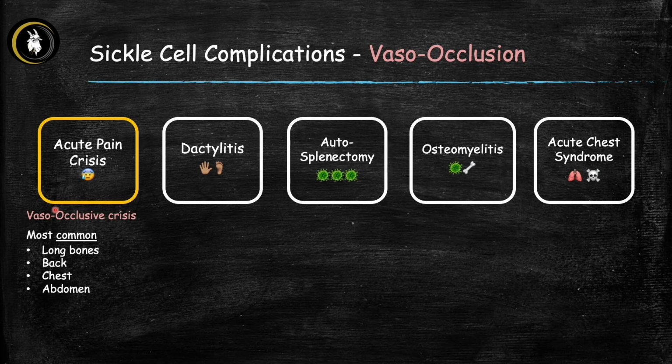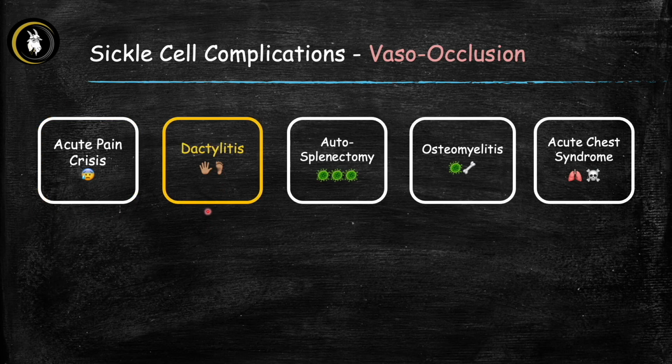This is basically an acute episode of severe diffuse pain, usually involves bones of the extremities as well as the back, can also cause chest and abdominal pain, and it's caused by diffuse sickling of red blood cells, leading to vaso-occlusion, ischemia, and severe acute pain.